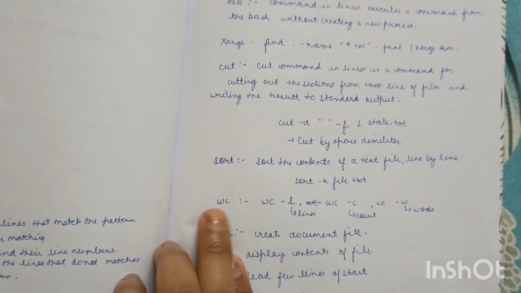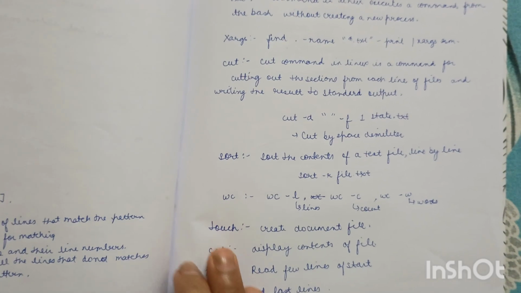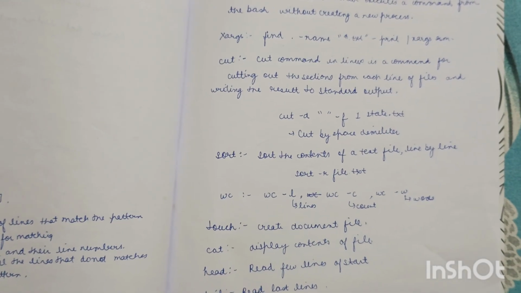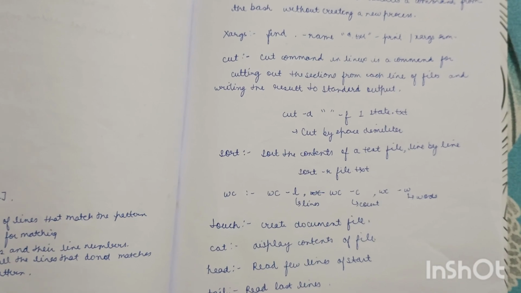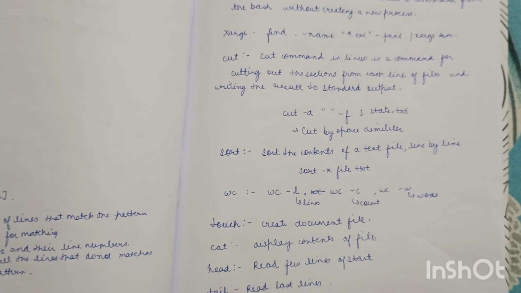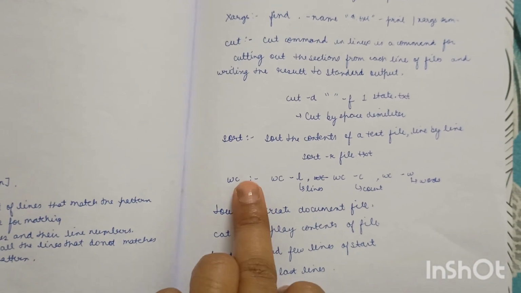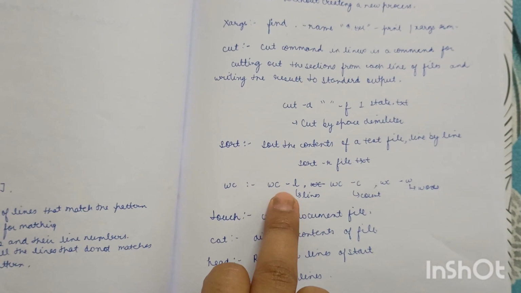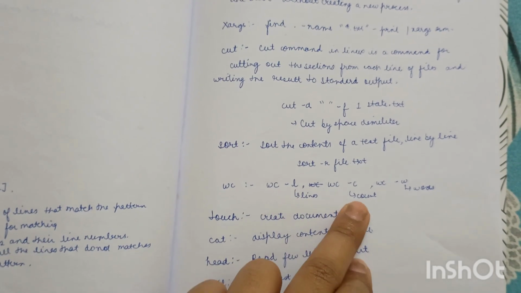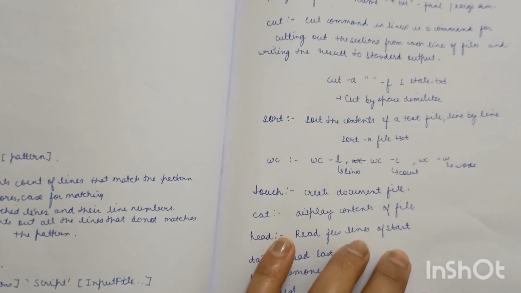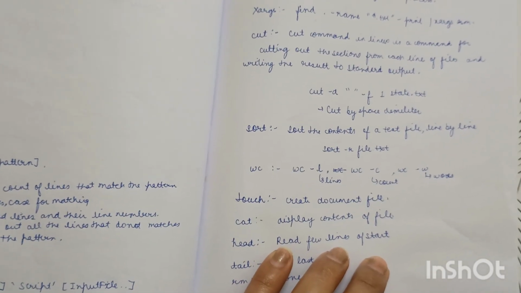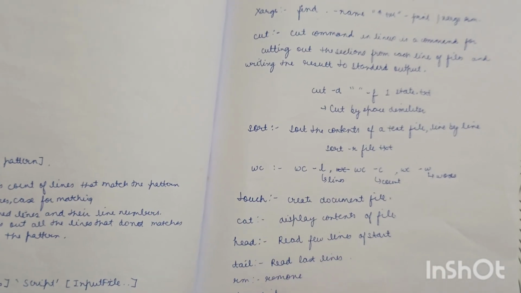Then sort command basically sorts the content of the file. We can even sort the content in reverse order, like descending order. So yeah, wc is word count. So wc hyphen l for lines, wc hyphen c for count, wc hyphen w for words. Touch is basically creating the document file. Cat displays the content of a file.